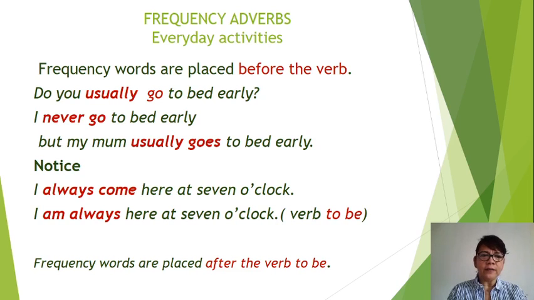But now notice, I always come here at 7 o'clock. Always before come. I am always here at 7 o'clock. Always after. So now you notice the difference? It is the verb to be, and the frequency word is not before the verb to be. With the verb to be, the frequency words are always placed after. So that's why you find here, I am always here at 7 o'clock, and not I always am. Okay, so don't forget that.